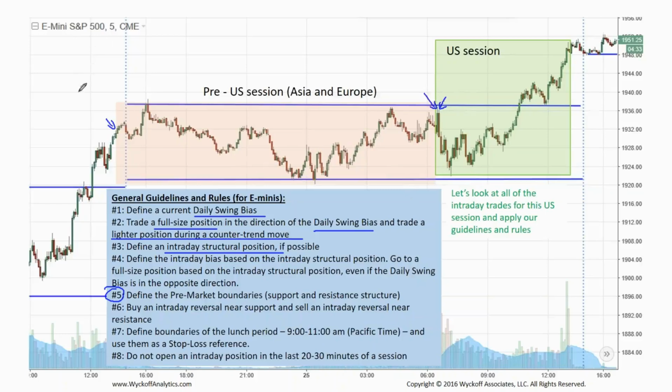So let's say our daily swing bias is up, but our intraday structural bias is what at this point? Anybody? What do you guys think we're thinking here at this point? Why is that down, Karen? Why is that intraday structural bias down? Attempt to upthrust at the resistance.